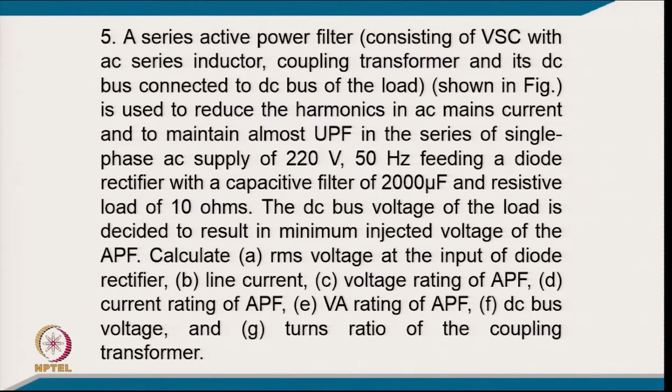So, coming to numerical example 5, a series active power filter consisting of a voltage source converter with AC series inductor and coupling transformer, and its DC bus connected to the DC bus of the load, is used to reduce the harmonics in AC mains current and to maintain almost a unity power factor in a supply of 220 volt 50 hertz, feeding a diode rectifier load with a capacitive filter of 2000 microfarad and a resistive load of 10 ohm in parallel, and the DC link voltage of the load is decided to result in a minimum injected voltage of the APF. Calculate the RMS voltage at the input of the diode rectifier, line current, voltage rating of series active filter, current rating of series active filter, VA rating of series active filter, DC bus voltage of series active filter, and turns ratio of the coupling transformer used in series active filter.